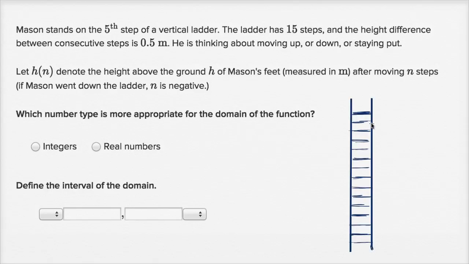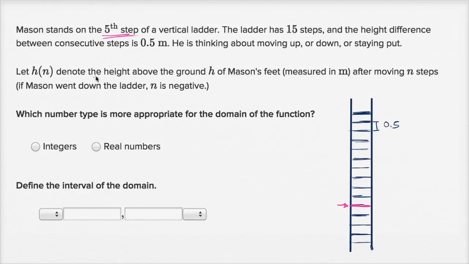So on the top and the bottom, the distance between each of these, I guess you could say steps or the rungs of the ladder, is 0.5 meter. So this distance right over here is 0.5 meters, and it says that he's on the 5th step of this vertical ladder. So 1, 2, 3, 4, 5. So this is where he is right now. He's on this 5th step, and he's thinking about moving up or down or staying put.